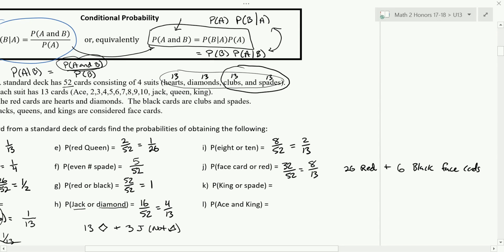King or a spade. Probability of getting a king or a spade. Wyatt, how'd you count that?